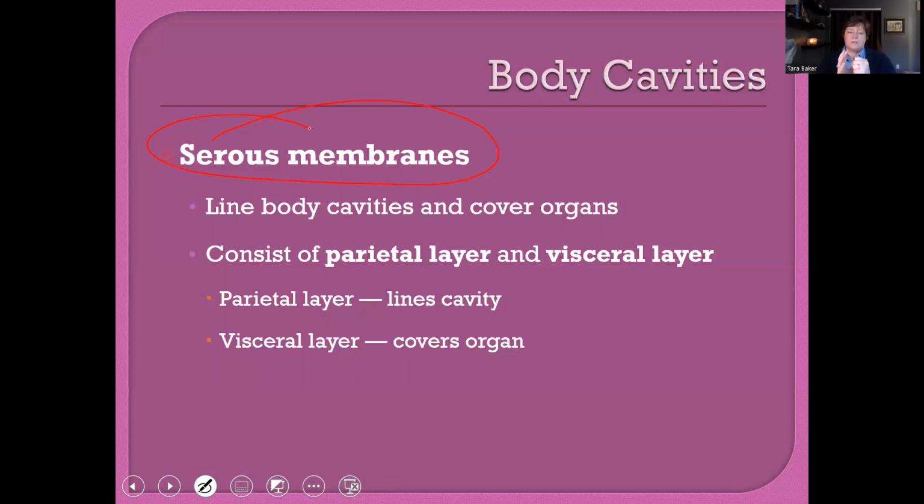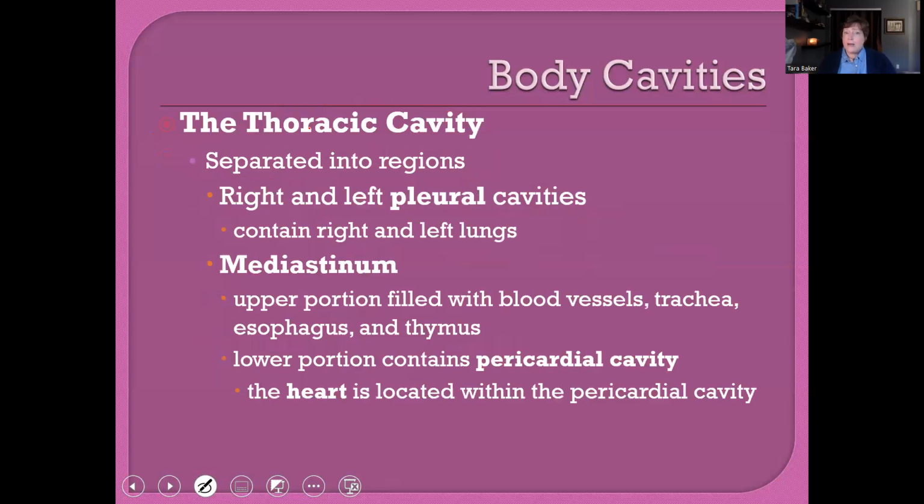So if this is your heart, and this is about the size of your heart, and you wrap this bag around it, the inside layer that's actually touching the heart is the visceral layer, and the outside layer is the parietal layer. So all of the baggies are actually wrapped around organs inside your body. So let's go back to the thoracic cavity. The thoracic cavity has a right and left pleural cavity, plus the mediastinum, which contains all kinds of stuff, plus the pericardial cavity.